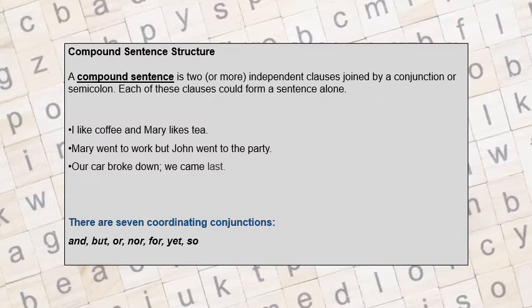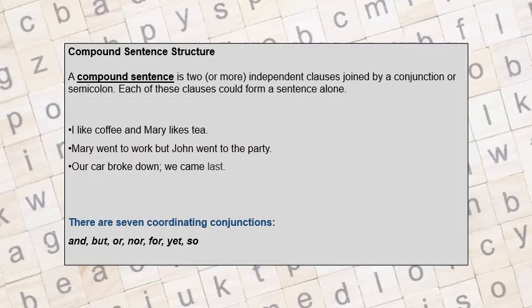Then another example: our car broke down; we came last. It is combined using a semicolon. That's also two simple sentences. It is a continuation, but even if those two sentences are separated, each has complete meaning. So such sentences are called compound sentences. This is the structure of a compound sentence. It means the first independent clause will come, then the conjunction will come, and then the second independent clause will come.